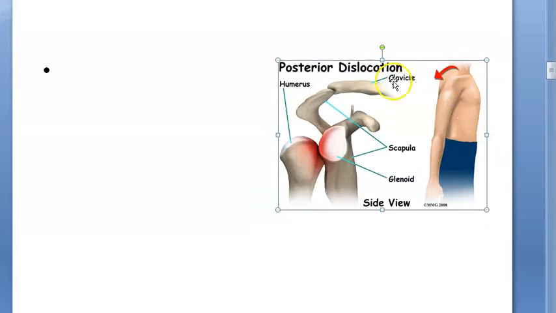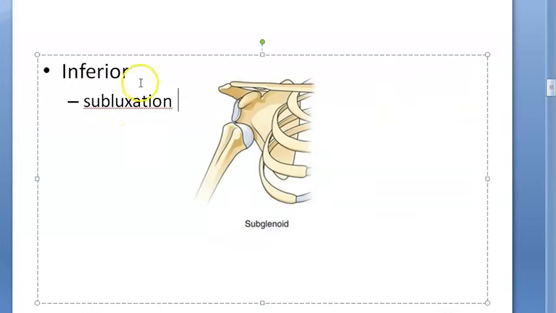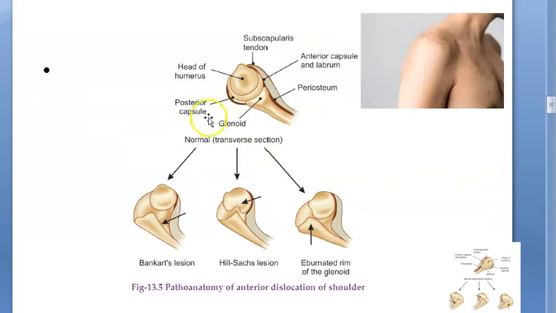Basically, electric shock. So posterior dislocation is not that common, and to know whether it's posterior, you will probably have to take a lateral X-ray. Inferior subluxation is more like a subluxation, not a dislocation, okay? Then coming to the anterior one, what are the pathoanatomy? Pathoanatomy means what exactly will you see is wrong.